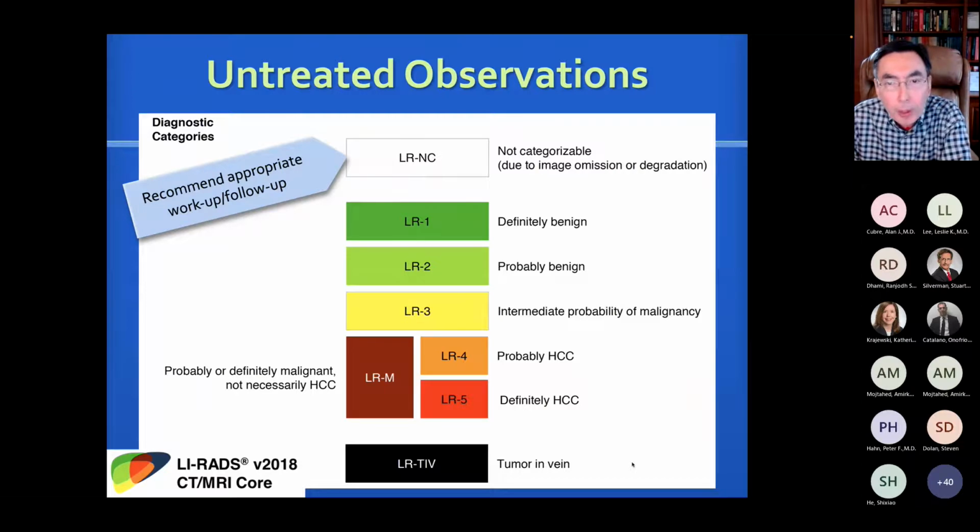And then, of course, we have the LR-1 through 5 for assigning probability, the LR-M for malignancies that do not suggest HCC, and tumor in vein that we'll talk about.